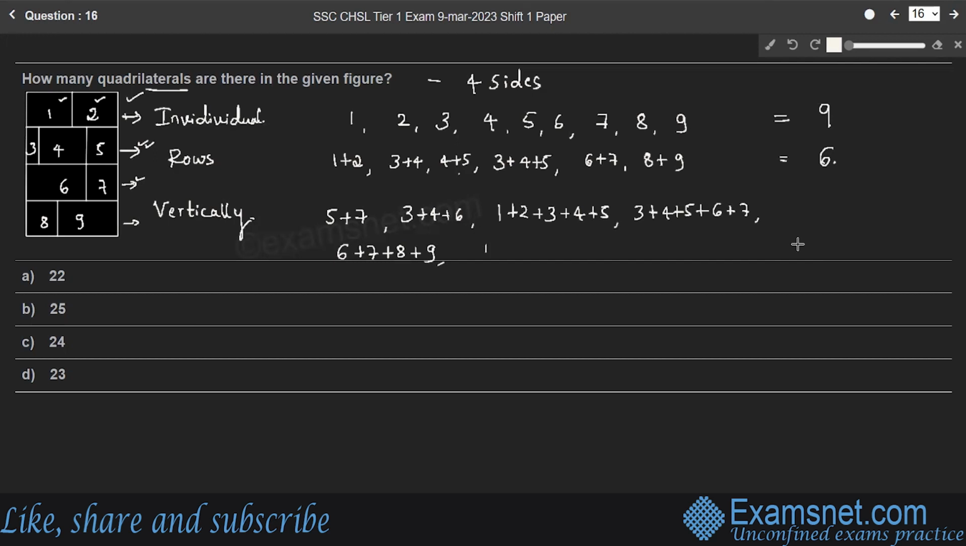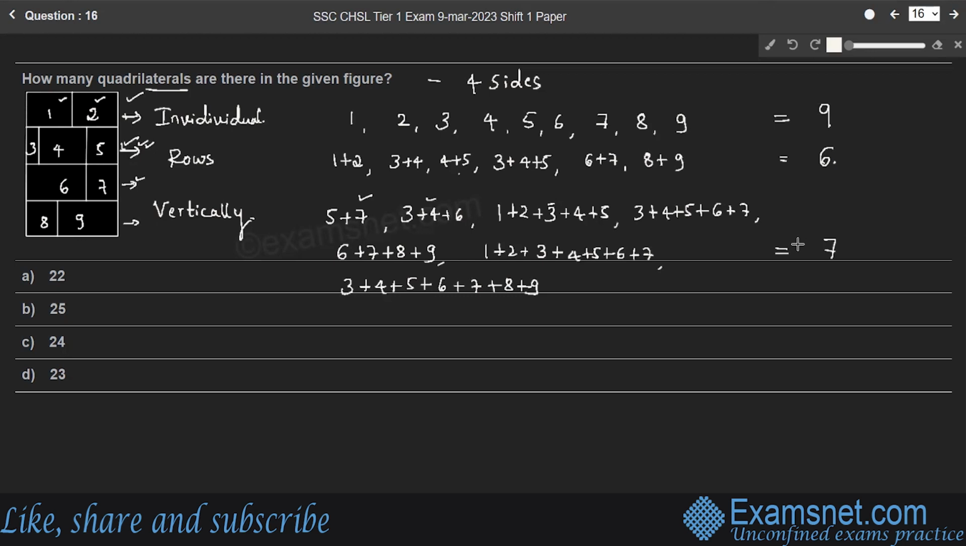Combine the first 3 rows. That is 1, 2, 3, 4, 5 up to 7. First 3 rows and last 3 rows, that means second, third and fourth: 3, 4, 5, 6, 7, 8 and 9. Right? So vertically, if you consider, there will be 1, 2, 3, 4, 5, 6, 7.